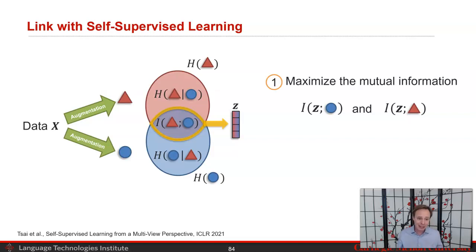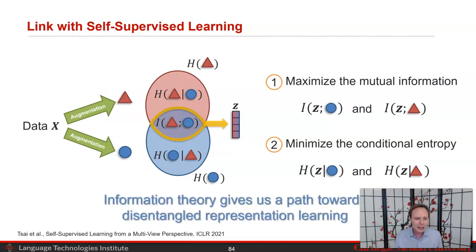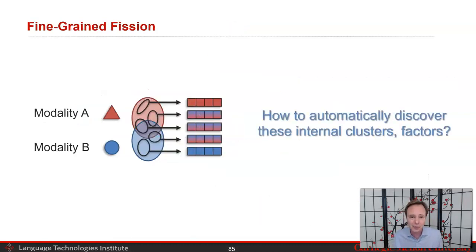And in fact, if possible, you want to learn a representation that minimizes the conditional entropy, so that you don't want what's unique to each modality. You only want the mutual information. So information theory gives us a path toward this disentanglement, and I think that's really a lot of interesting future work in this direction.